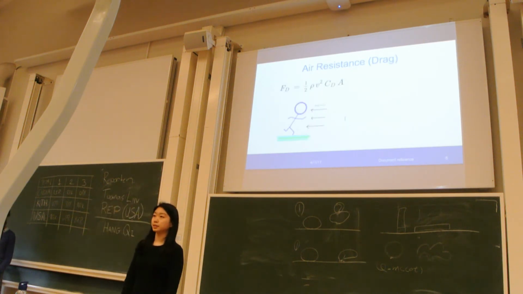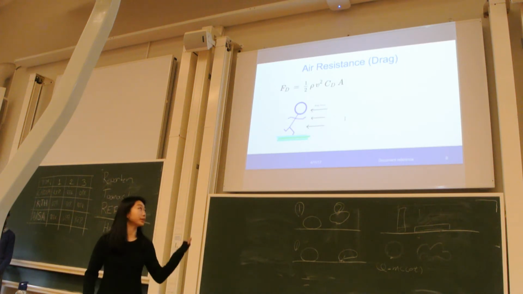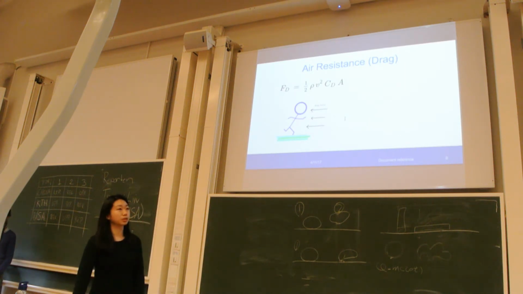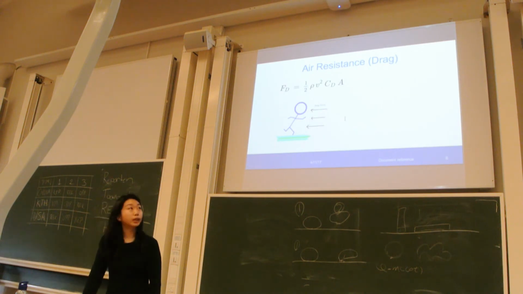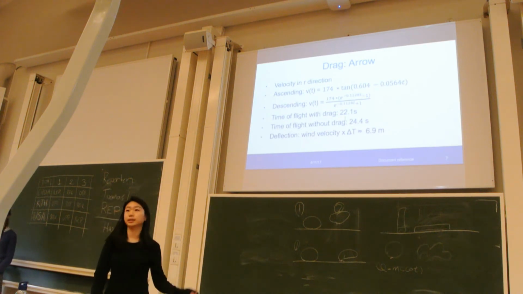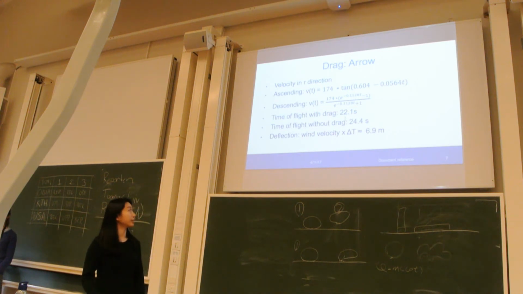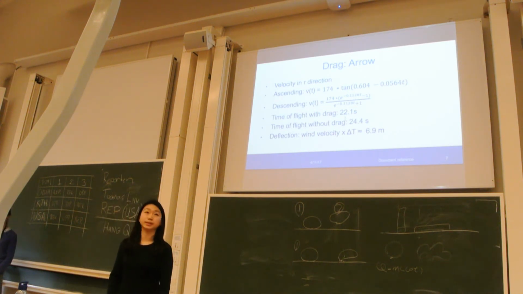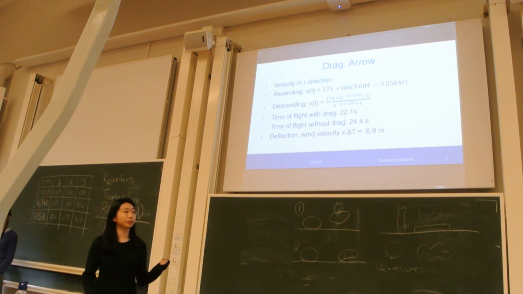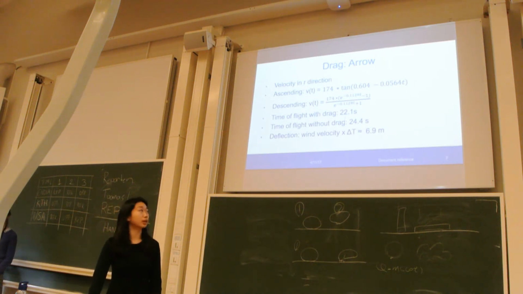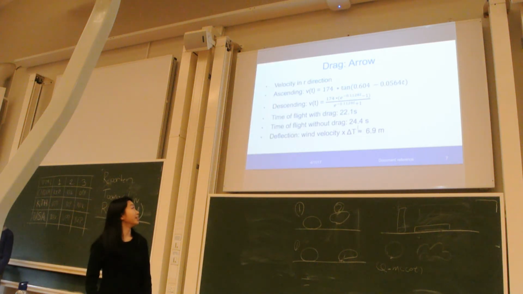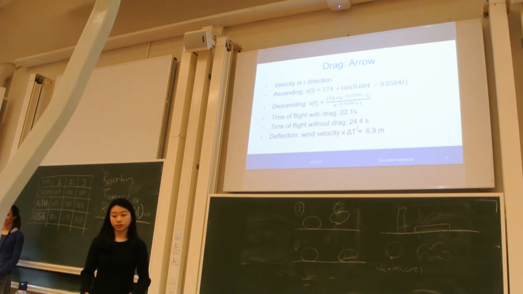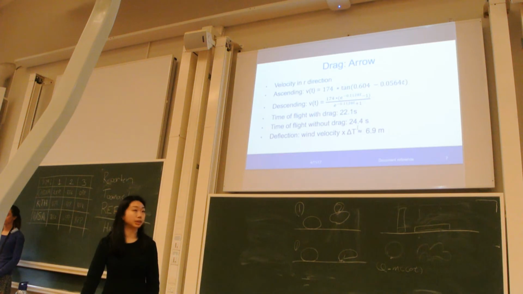So the first factor I considered is air resistance, which is also called drag, and here is the drag equation. The force is proportional to v squared. And from that equation plus the gravitational force, I derived the ascending and descending velocity of the arrow. With that, I calculated that the time of flight with drag would be 22.1 seconds, while the time of flight without drag would be 24.4 seconds. Using the wind velocity times the delta t, I get a deviation of about 0.9 meters.